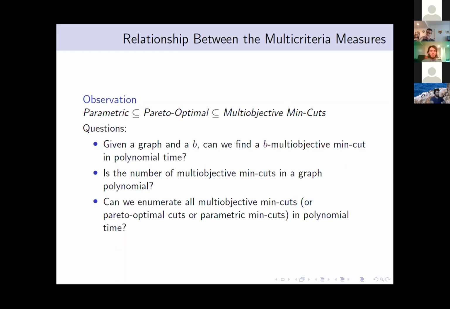But the structural question, is the number of multi-objective min-cuts in a graph polynomial, is interesting. And note that an affirmative response to this question would imply that the number of Pareto optimal and parametric min-cuts is also polynomial. Also, if the number is polynomial, we can ask if it's possible to enumerate all of them in polynomial time. And our paper answers all 3 of these questions in the affirmative.